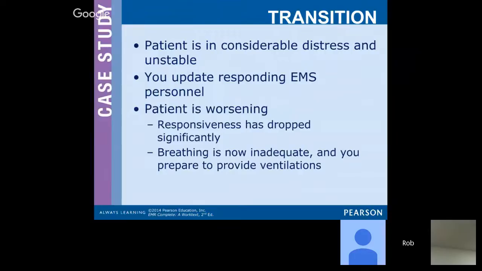Patient is in considerable distress and unstable. You update responding EMS personnel. Patient is worsening. And let me go see what we got here. I just want to make sure I didn't really miss anything big as we're doing this.